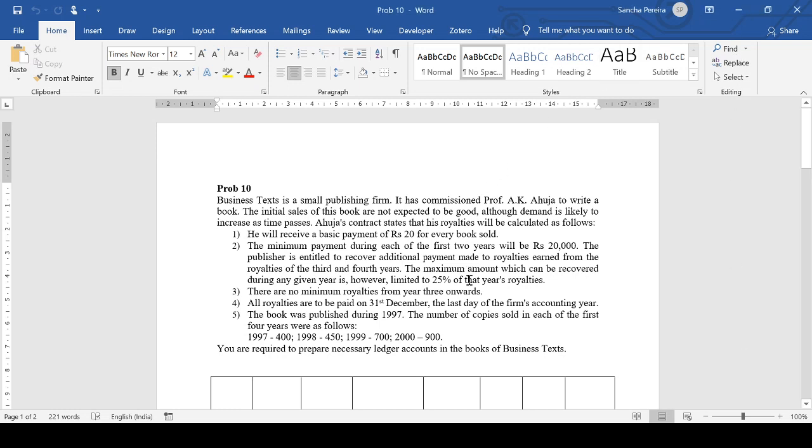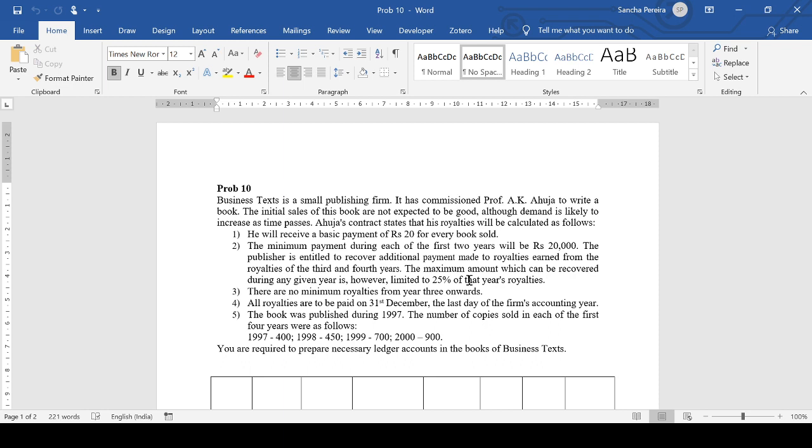Problem 10. Business Text is a small publishing firm. It has commissioned Professor A.K. Ahuja to write a book. The initial sales of this book are not expected to be good, although demand is likely to increase as time passes. Ahuja's contract states that his royalties will be calculated as follows.